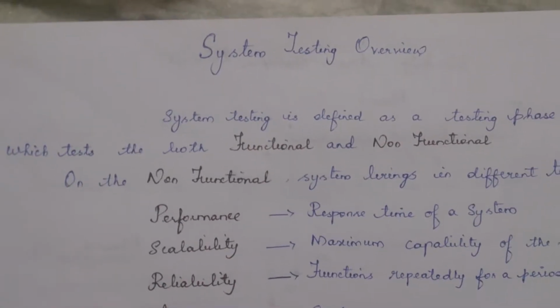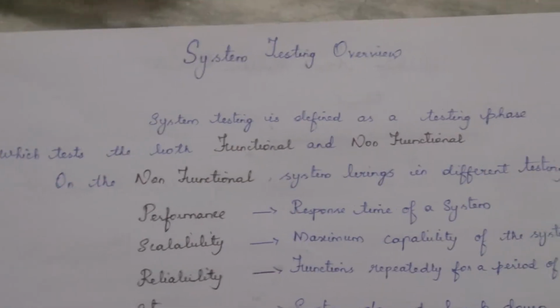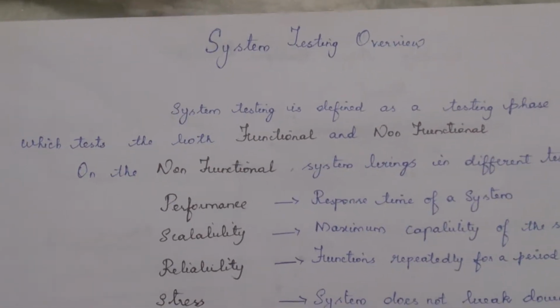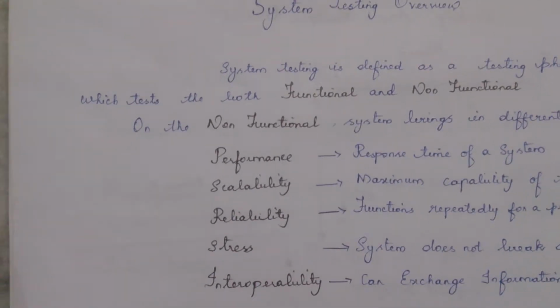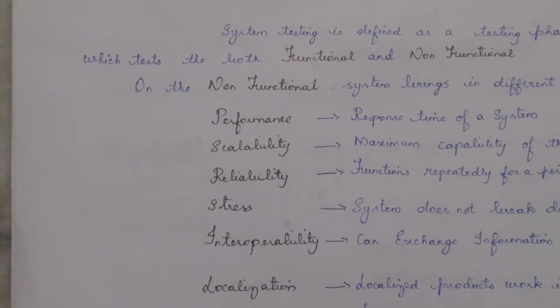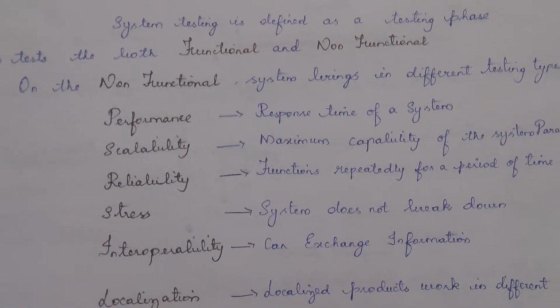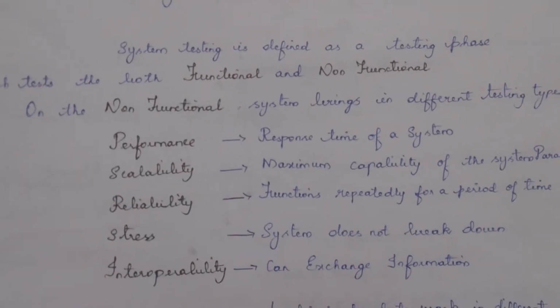Now we are going to see the topic about system testing overview. System testing is defined as a test phase which tests both functional and non-functional aspects. In non-functional testing, it performs various different tests, namely performance, scalability, reliability, stress, interoperability, and localization. Performance is nothing but response over time, and scalability is the maximum capability of the system parameters.